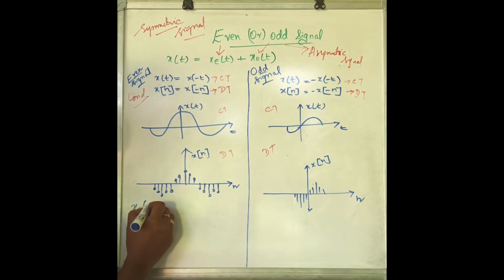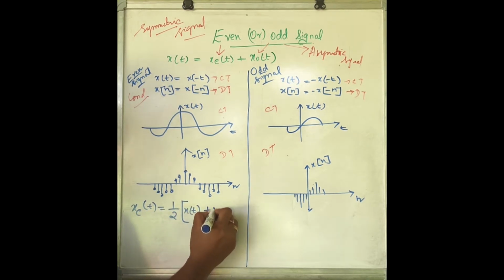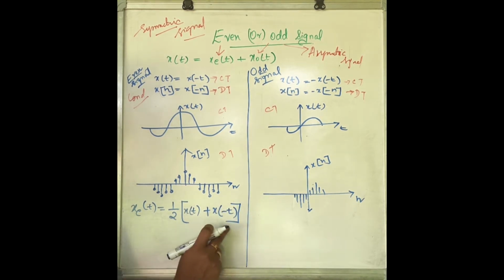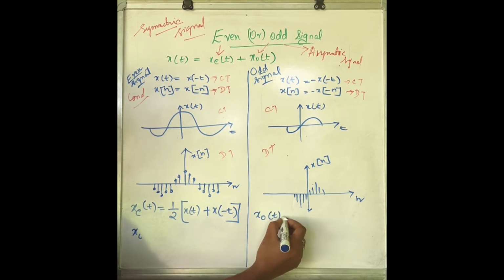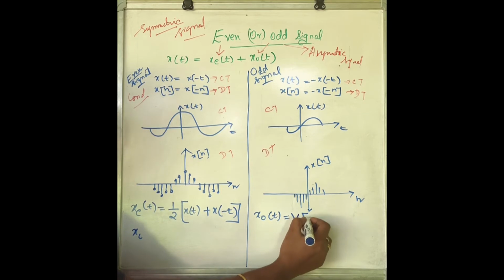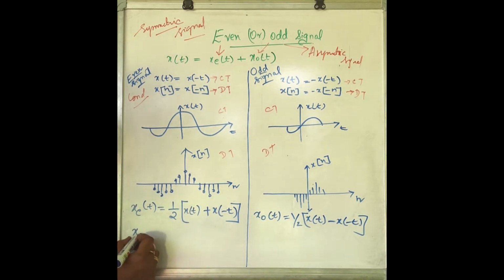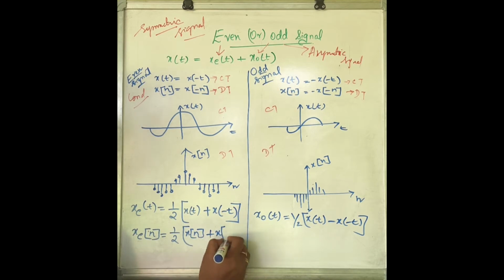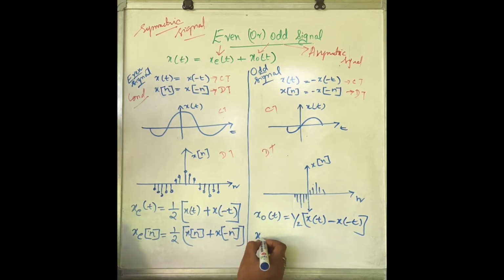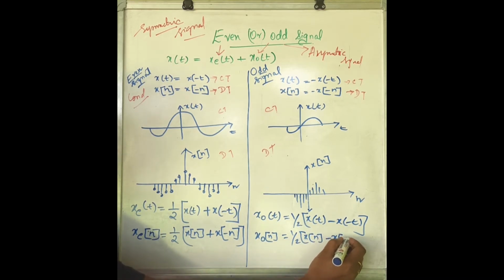The equation for the even signal is x_e(t) equal to half of the original signal x(t) plus the time inversed signal x(-t). For the odd signal, it is x_o(t) equal to half of x(t) minus x(-t). Next is the discrete time. The even signal for discrete is half of the original signal plus the time reversal signal. Whereas for the odd signal, it is half of x(n) minus x(-n).